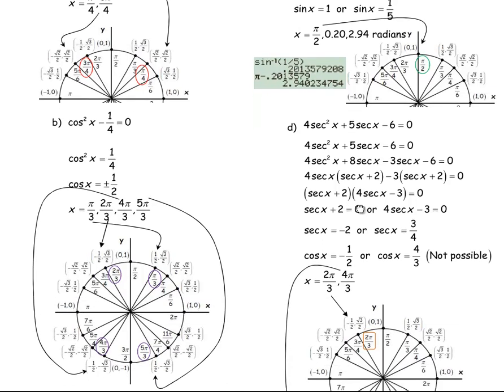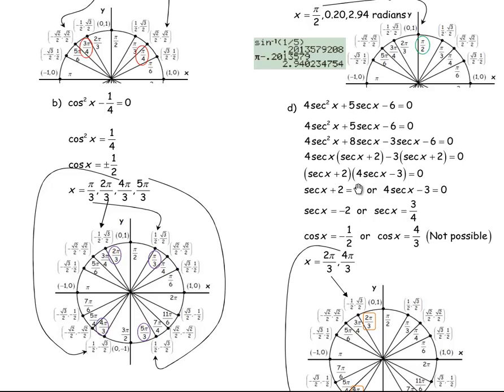For D, another trig equation that's also quadratic that needs to be factored, and I'm going to use decomposition here. So in order to factor this, I'm going to look for two numbers that add to 5 and multiply to negative 24. 4 times negative 6 is negative 24. And the two numbers that do that are 8 and negative 3. So I'm going to leave the 4 secant squared x alone and the negative 6 in the end, and decompose or break down the 5 secant x into 8 secant x minus 3 secant x.